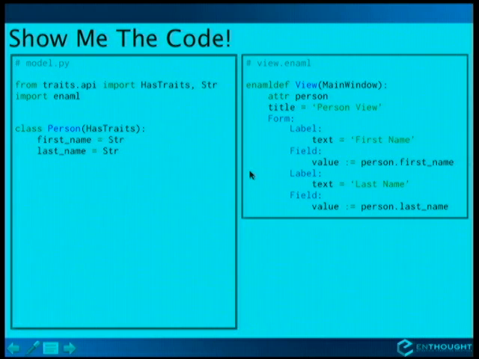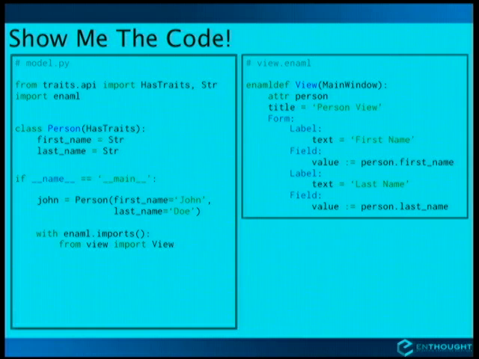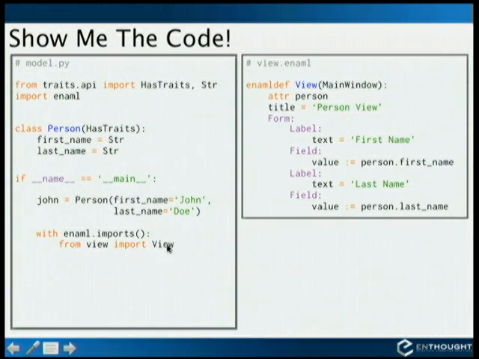The way that I connect both of these: if I were to create an instance of this person, let's call him John Doe, I need to take the instance of this model and hook him up to my view. So I take this handy dandy with enaml.imports, this magic context manager, and now I can import from this view.enaml file. When I say from view import view, Enaml's going to go out, find the definition of view in this file, compile that declaration down into executable Python bytecode, and hand me back a view class, which I can instantiate like any other Python object.